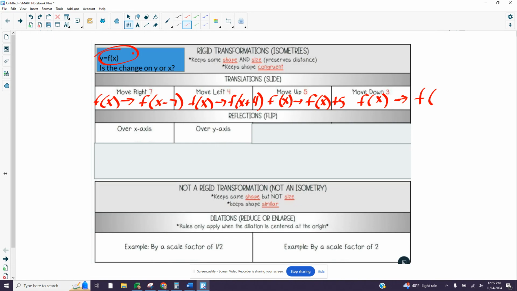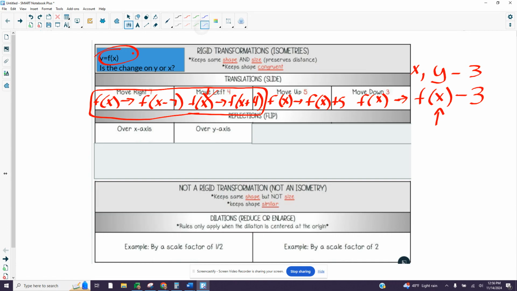So f of x is going to be moved down 3. So the y value, remember f of x is the same as your y value, okay? So y is being changed. Your x value is staying the same. We didn't change the x value like we did over with the left and the right. The x values were changed over here inside, see? So that is the difference between moving left or moving right.